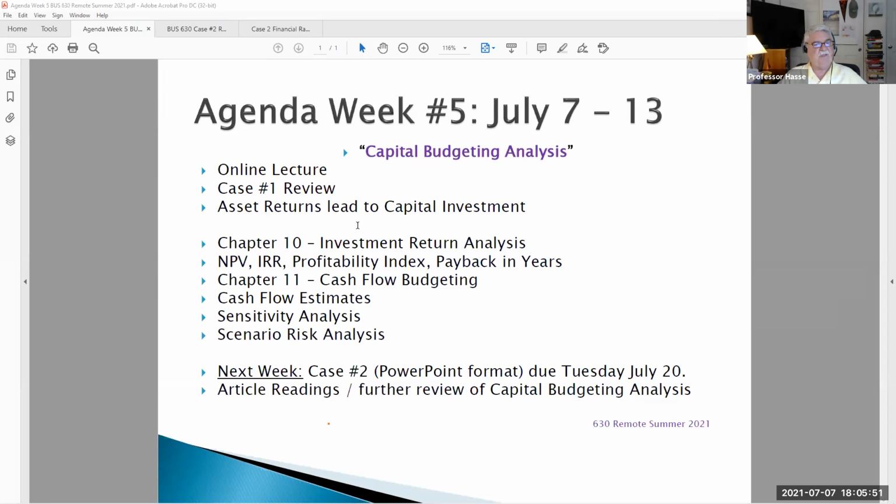It's a financial statement analysis and interpretation of the company that you did in case number 1. So in case number 1, you did a credit evaluation of a company from your portfolio. In case number 2, you're doing a financial statement analysis of the company that you have selected. And we'll talk about that in a few minutes as well.